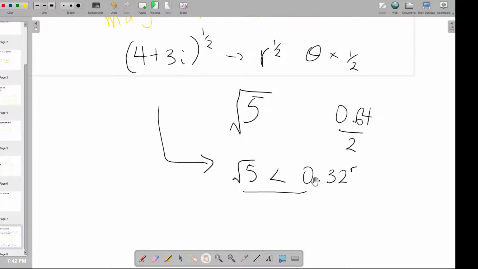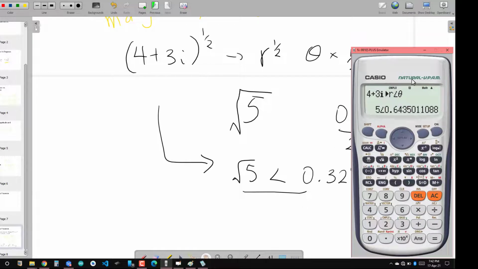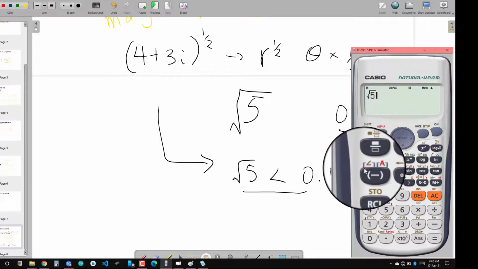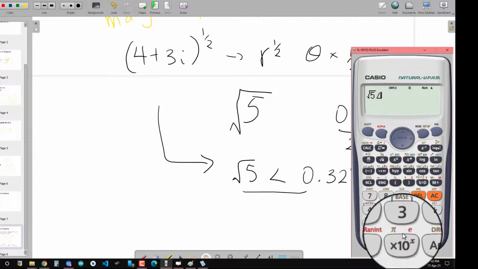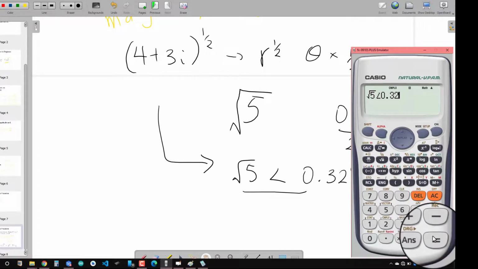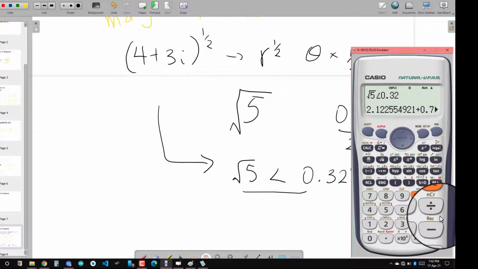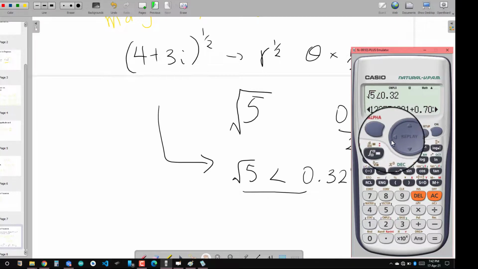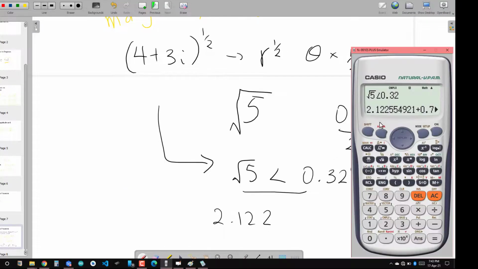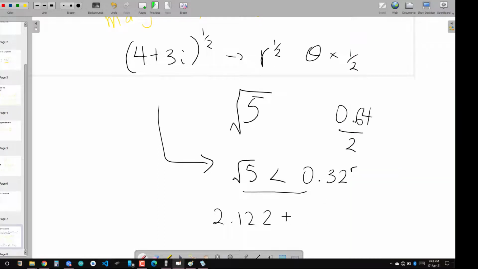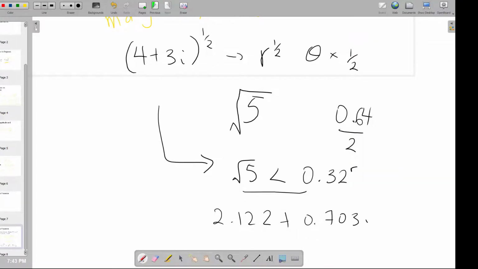To convert root 5 angle 0.32 to rectangular form, we ensure that our calculator is in radians. So square root of 5, then angle. The angle symbol is on this button: shift, this button, angle 0.32. And then we convert this to rectangular. By pressing enter, it even gives it to us in rectangular form: 2.122 plus 0.703i.